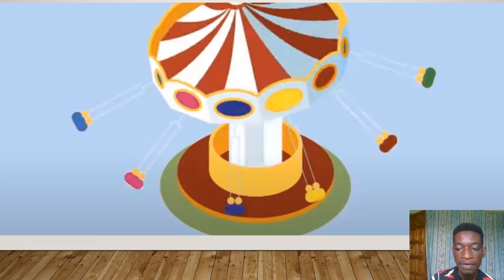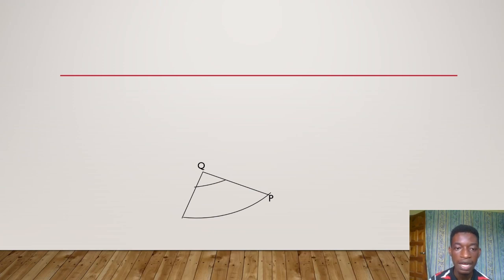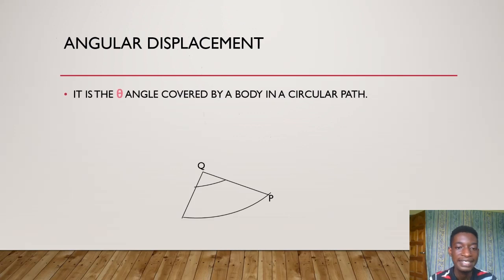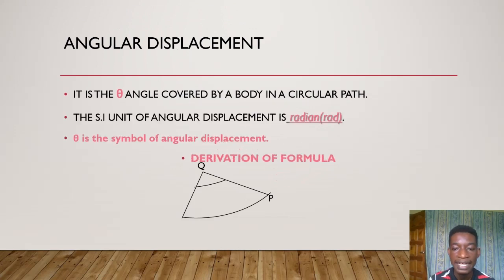Okay, so now we are moving to angular displacement. So what is angular displacement? When we say angular displacement, it is the angle covered by a body in a circular path. So we can see theta over here. Theta is the symbol of angular displacement. And also the unit of angular displacement is the radian.